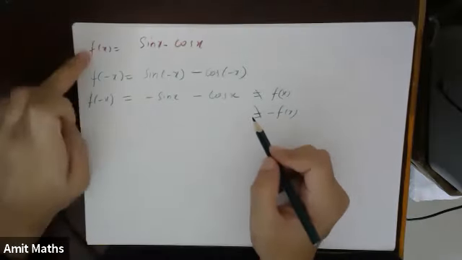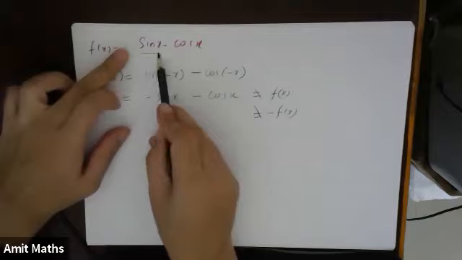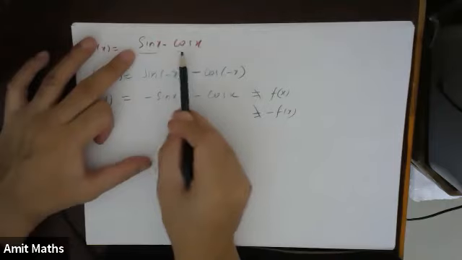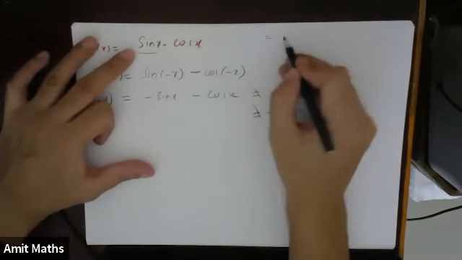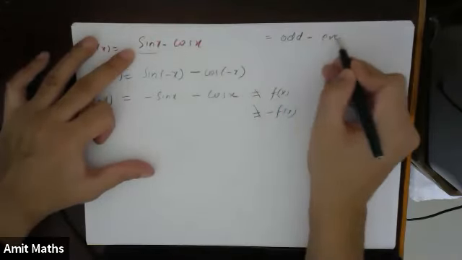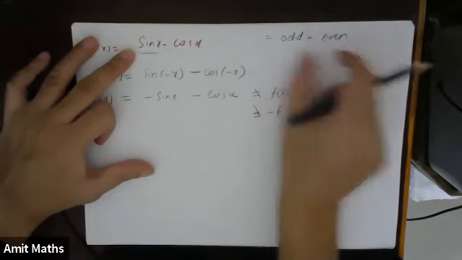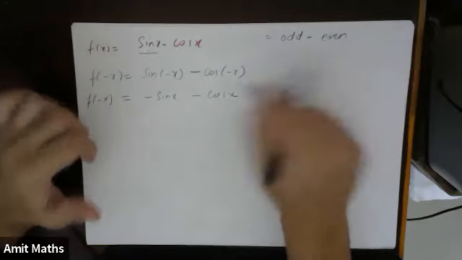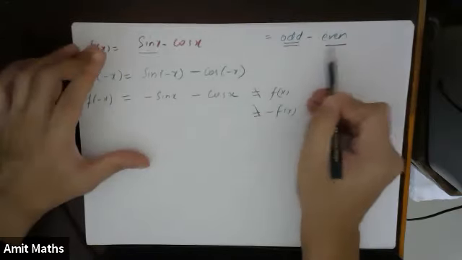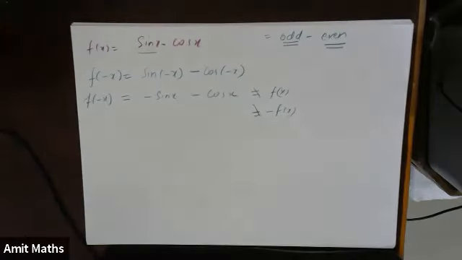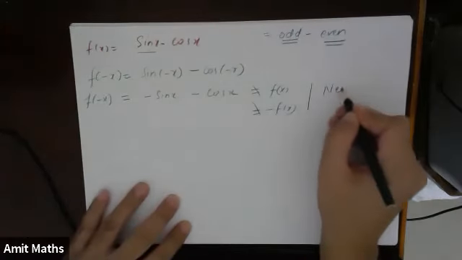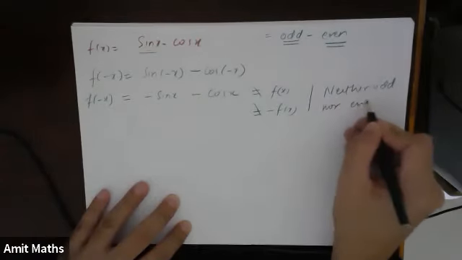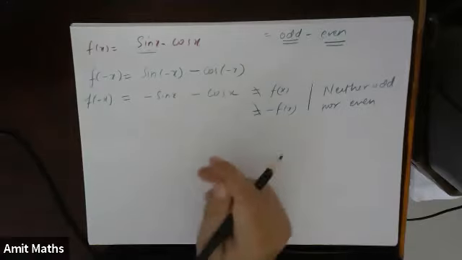Because f of x is the sum of odd function, means sum or subtraction of odd function minus even function. So you have odd minus even. So one part is odd and one part is even. So you will get neither odd nor even, because when you take minus x, this will change its sign and this will not change its sign. Understood? So that means this is neither odd nor even.